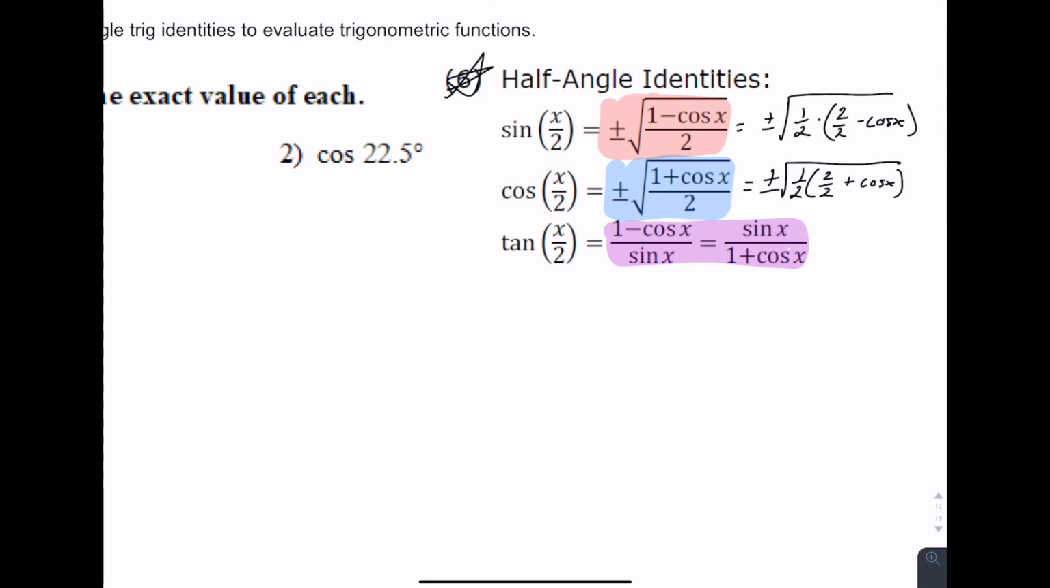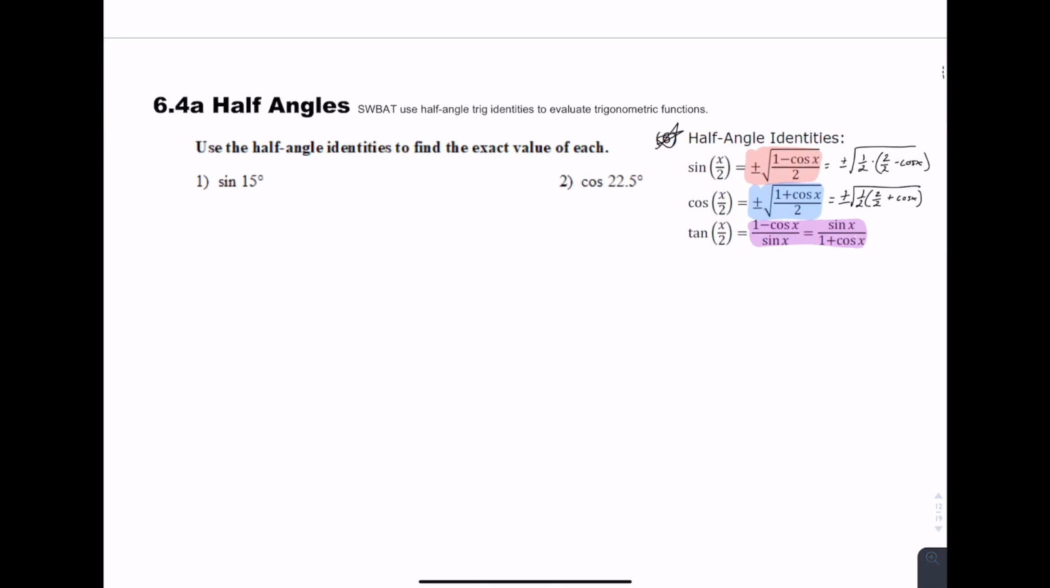Okay, and the reason why I'm doing that is because when we figure out the value of cosine, it's going to be something over 2. So that way it's easier to subtract and add and do all that good stuff. All right, so here's how you handle half angles.